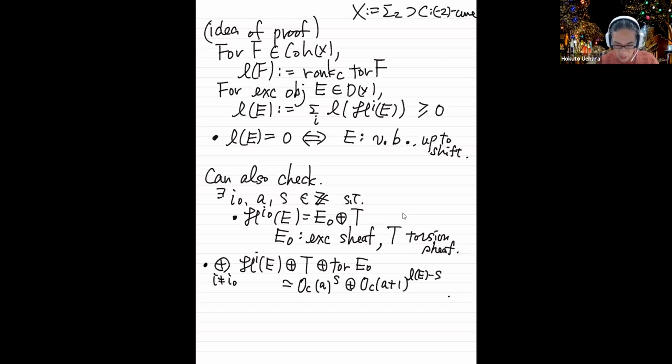So I mean, well, this E0, suppose E0 is just X. There uniquely exists an integer I0 such that the support of I0's cohomology of E is just X, and the support of the other cohomology is contained in the minus 2 of C.